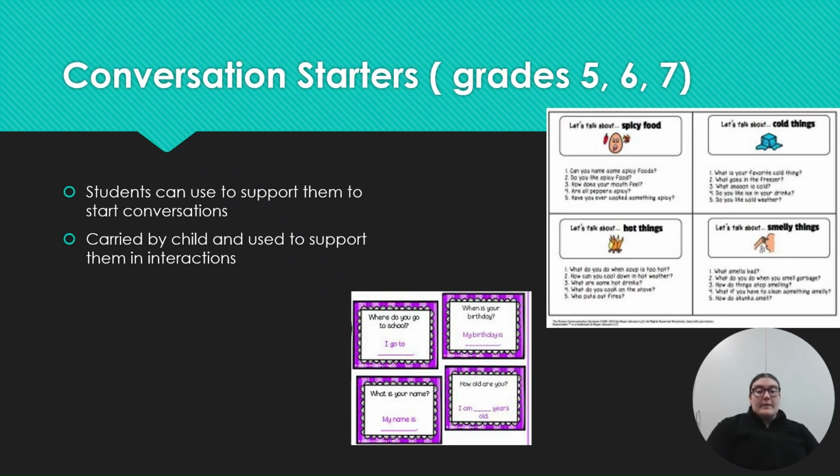Conversation starters. These are slightly less common, but are still useful for students who find them beneficial, and they provide students with support to start conversations, either with peers or familiar adults. They can be tailored to specific situations, such as starting a conversation in a coffee shop or helping to support order a meal, or they can be more general.